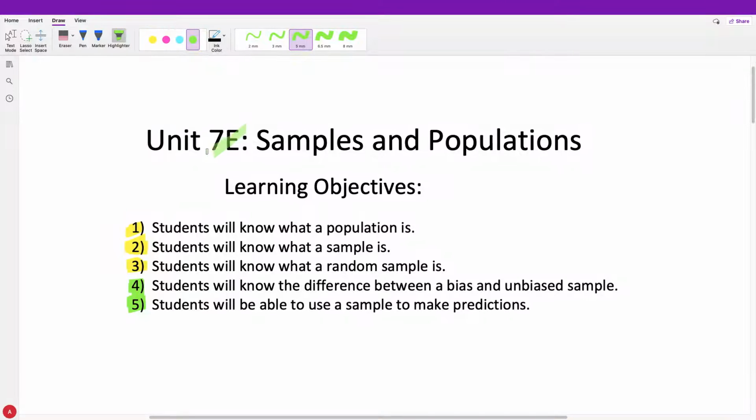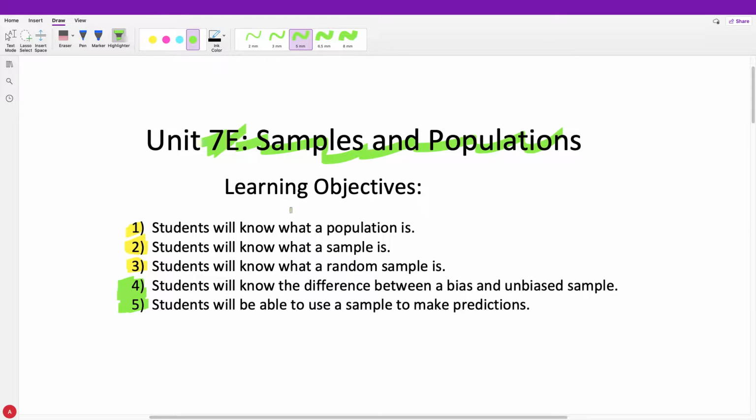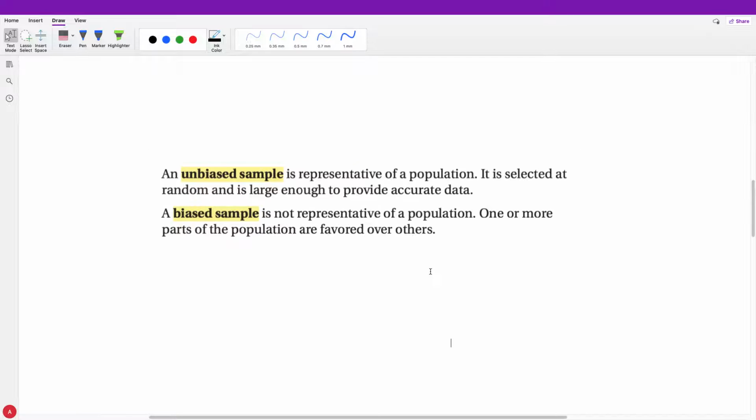All right, so same thing. We're continuing this video of 7E for samples and population, but now we're going to just focus on the last two parts, which will be the difference between biased and unbiased samples, and then being able to use a sample to make predictions.